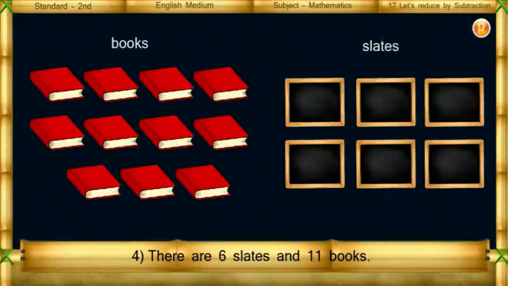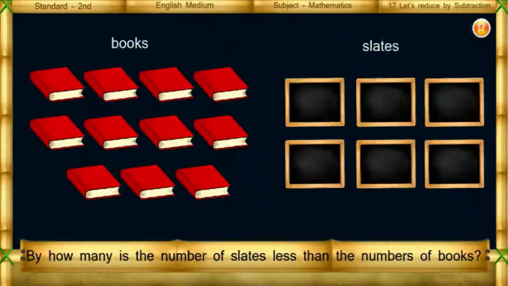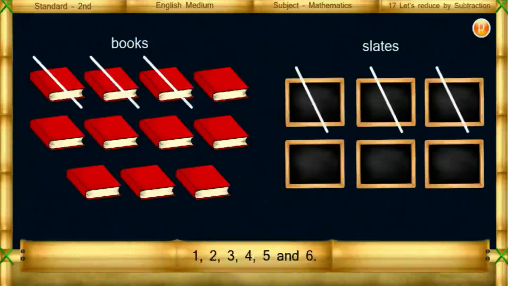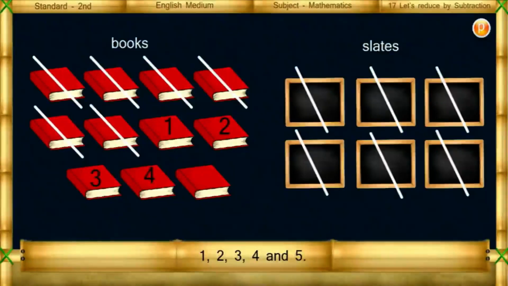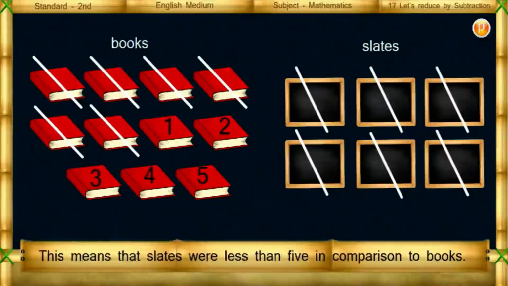4. There are 6 slates and 11 books. By how many is the number of slates less than the number of books? Answer. 1, 2, 3, 4, 5 and 6. Now what remains? The books remain. And how many are left? 1, 2, 3, 4 and 5. That means that slates were less than books by 5.